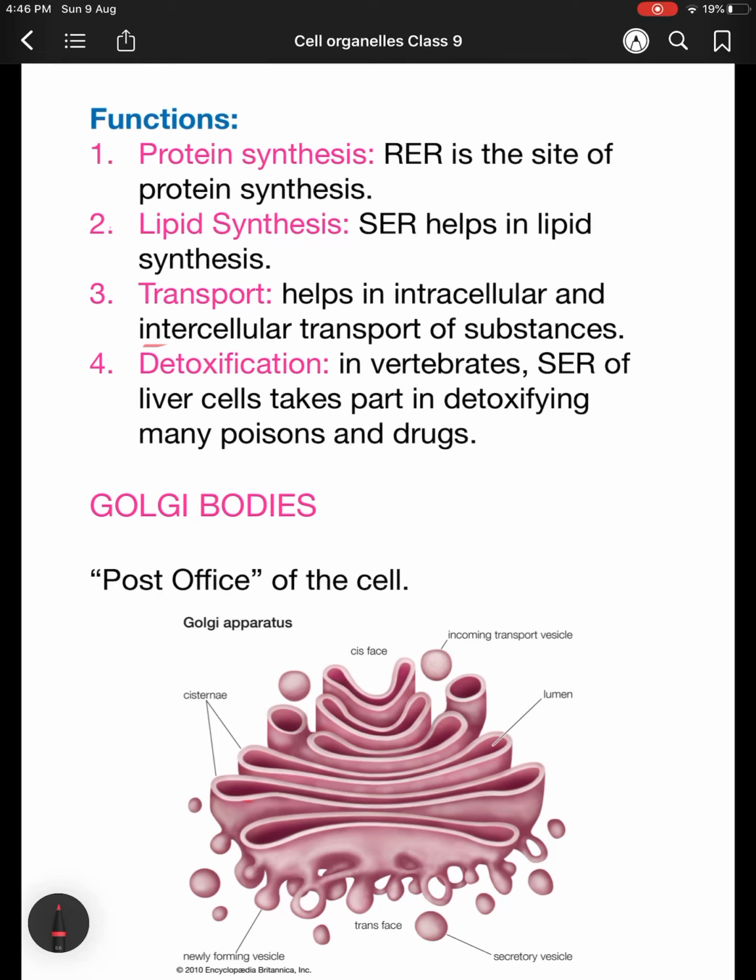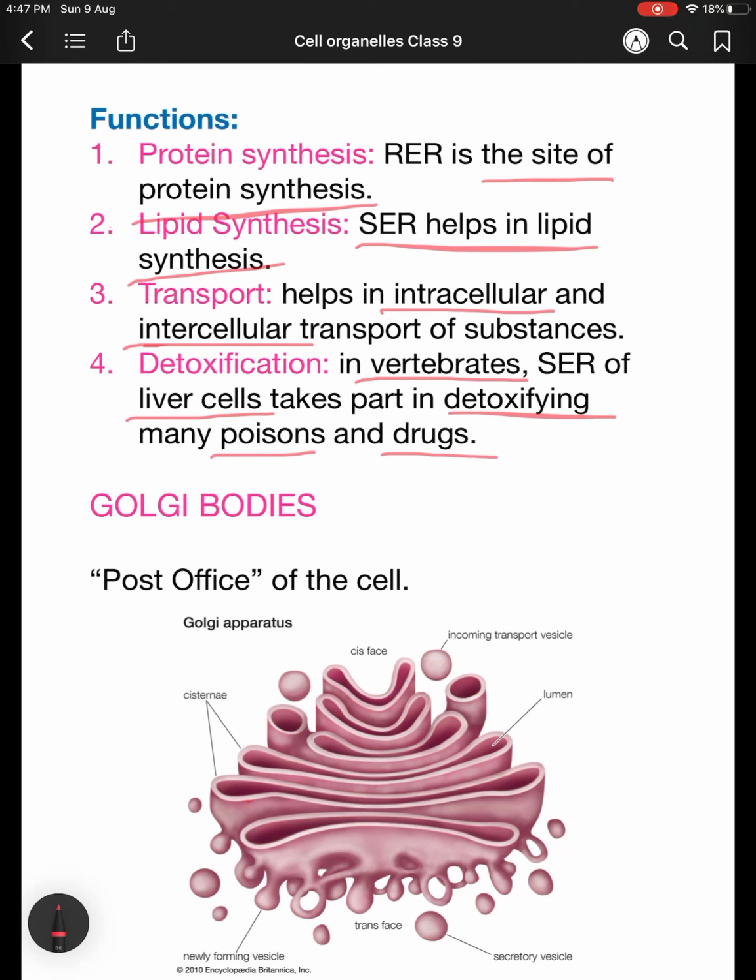Now we come to the functions of endoplasmic reticulum. So as you know, RER is the site of the protein synthesis, and SER, that is smooth endoplasmic reticulum, helps in lipid or fat synthesis. Next function is endoplasmic reticulum helps in intracellular and intercellular transport of substances. In vertebrates, smooth endoplasmic reticulum of liver cells take part in detoxifying many poisons and drugs. So this is the reason why endoplasmic reticulum is important.